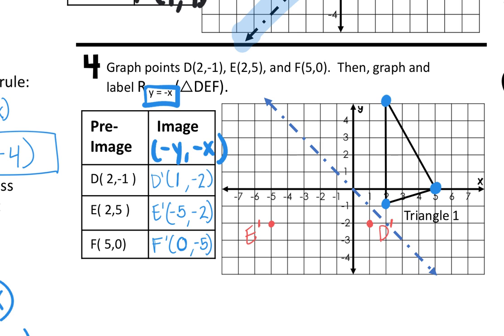Okay, let's do F prime, 0, negative 5. So let's find 0 in my x-axis. It is right here in the middle. And then I'm going to go down 5. So my F prime is going to be right there.